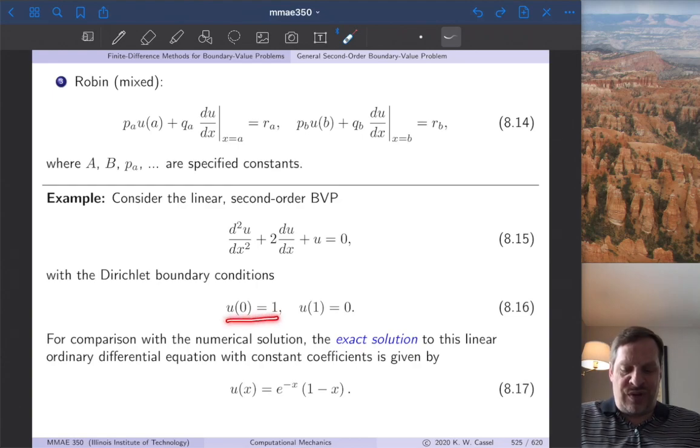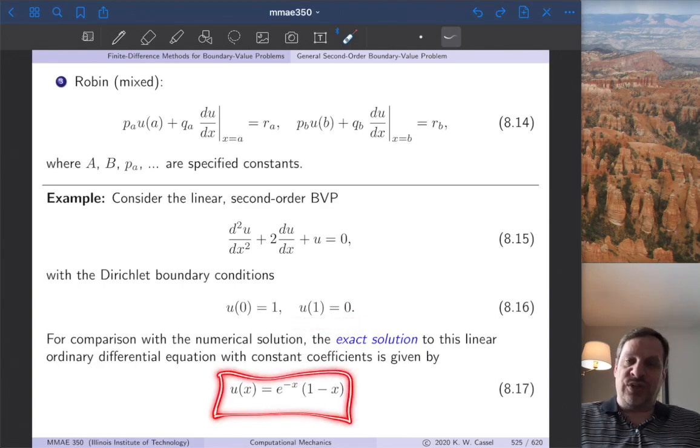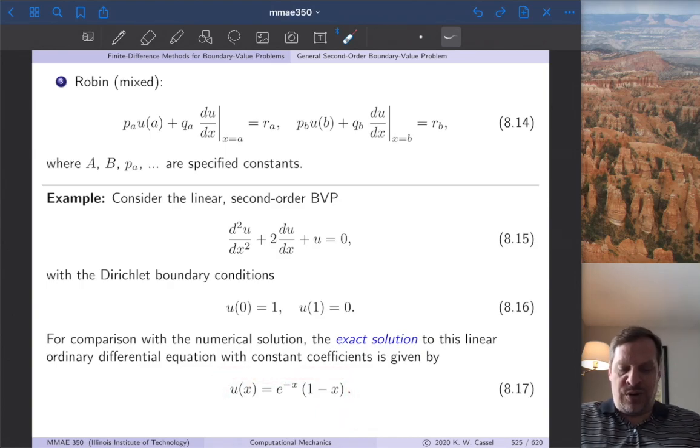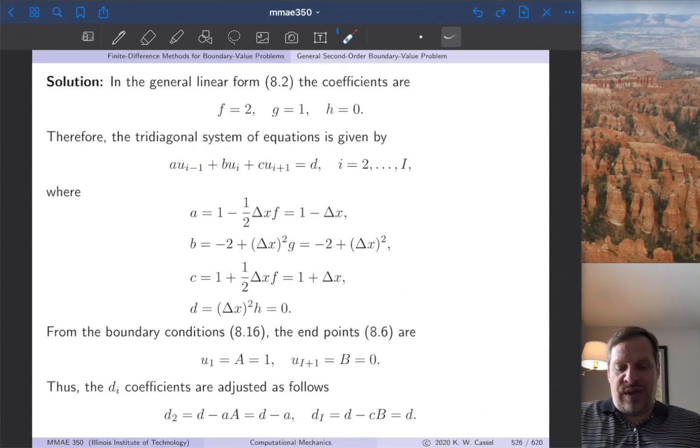We'll have Dirichlet boundary conditions. u at x equal to 0 is 1, and u at x equal to 1 is 0. So here is that exact solution which we'll use to compare our numerical solution. So the f, the g, and the h now are 2, 1, and 0. Those were introduced in the last video. So f is 2, g is 1, h is 0.